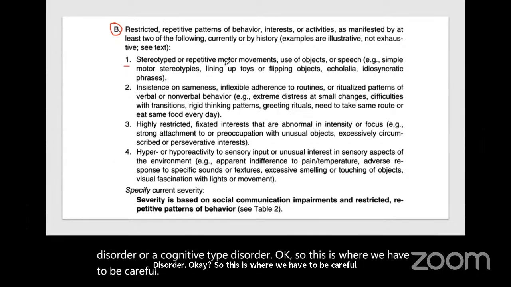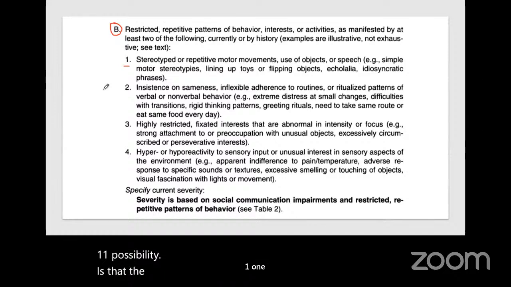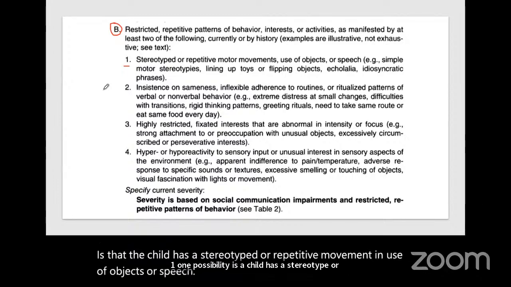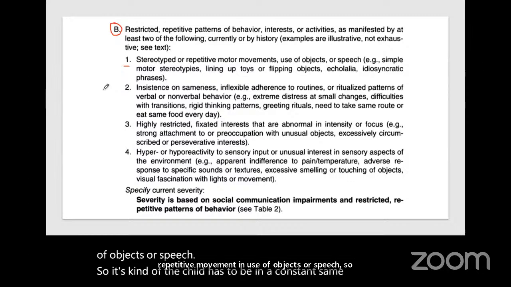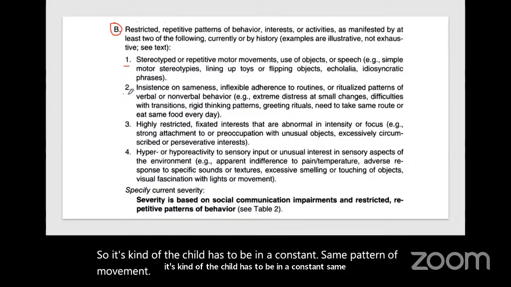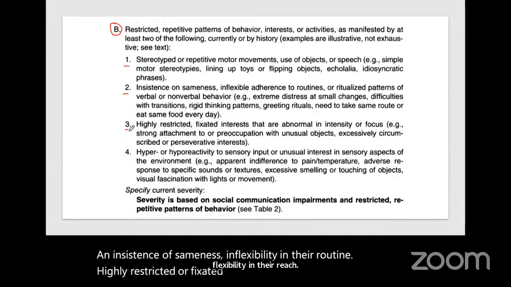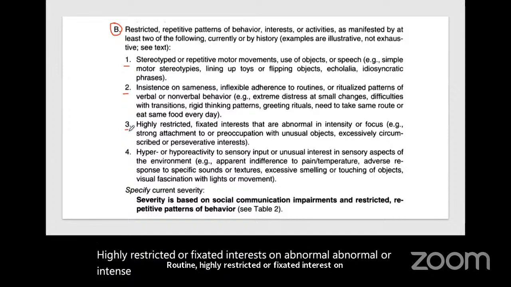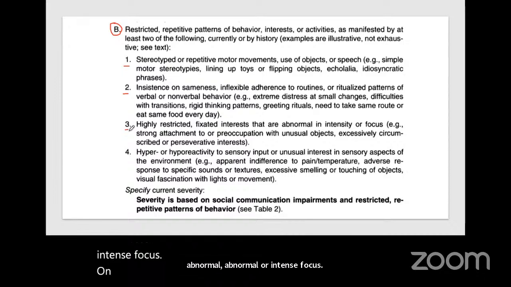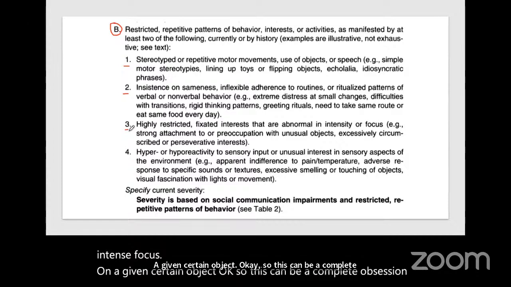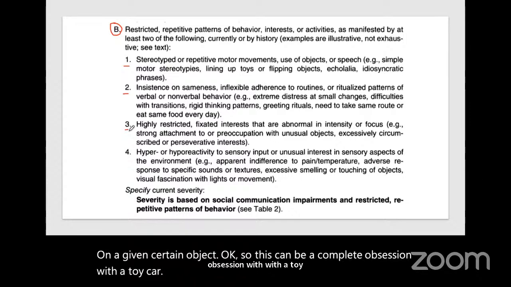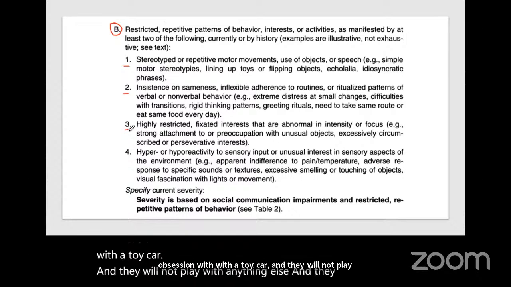One possibility is that the child has a stereotyped or repetitive movement in use of objects or speech. So the child has to be in a constant same pattern of movement. An insistence on sameness, inflexibility in their routine, highly restricted or fixated interest, abnormal or intense focus on a given certain object, okay? So this can be a complete obsession with a toy car, and they will not play with anything else, and they have an unusual obsession with it.